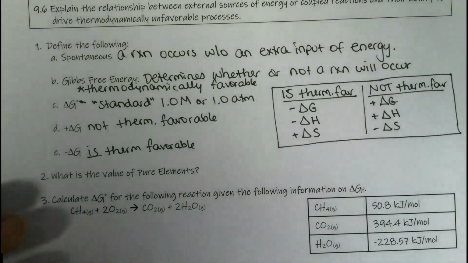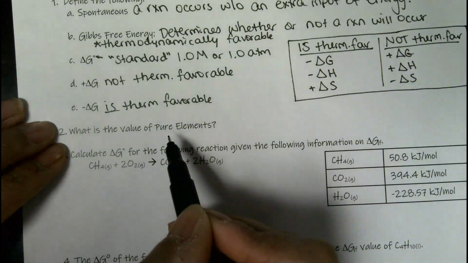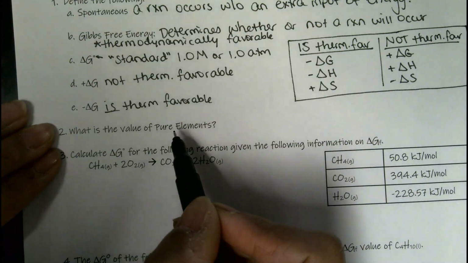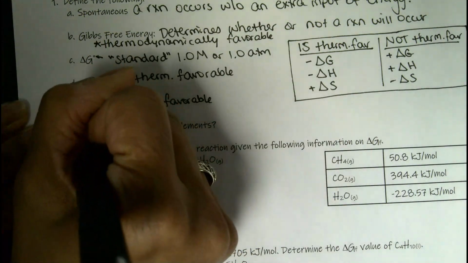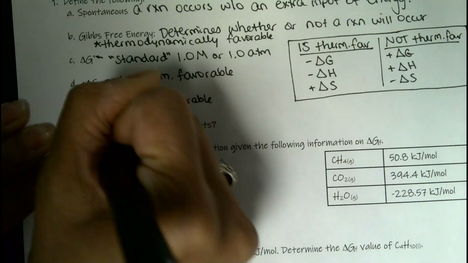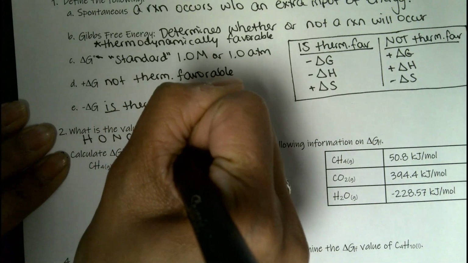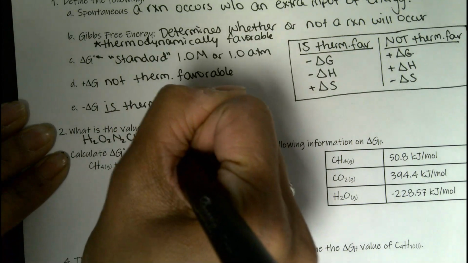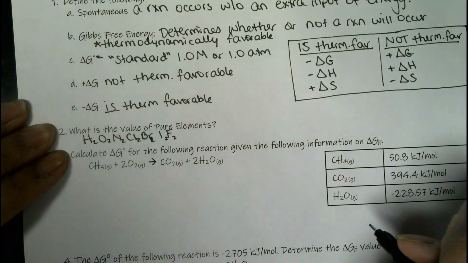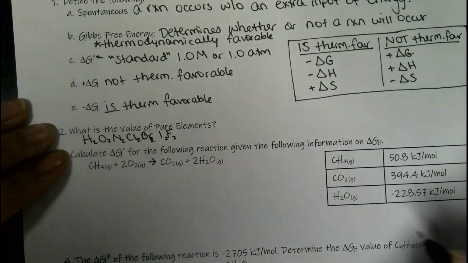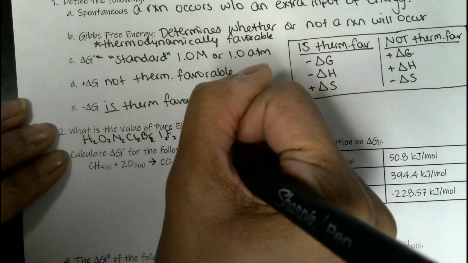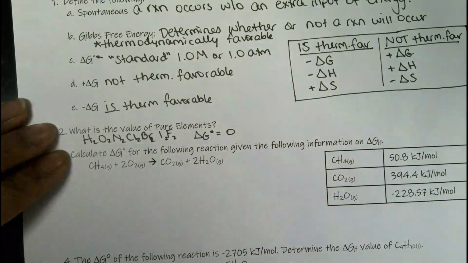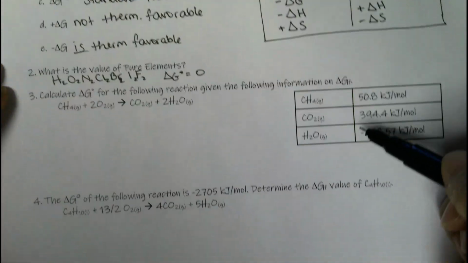we're going to talk about the value for pure elements. So just like within delta H, anytime we have pure elements, so any of the diatomic elements, so H2, O2, N2, Cl2, Br2, I2, F2, or something that's just carbon all on its own, they're going to have a delta G value of 0. That helps us when it comes to number 3.